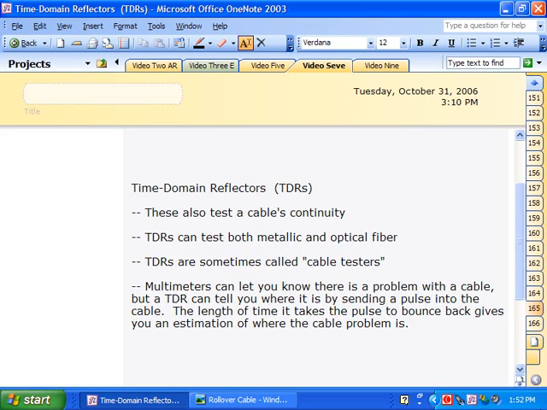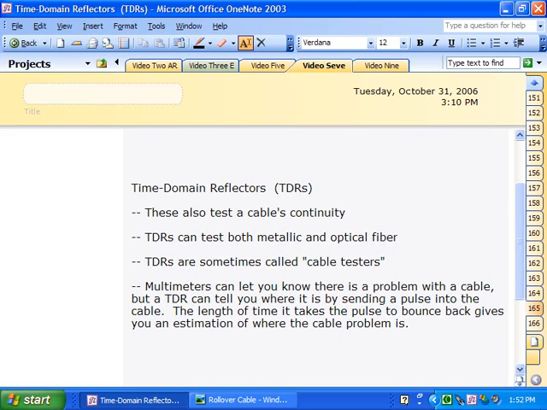But a TDR, how this actually works, it sends a pulse into the cable itself and waits to see if there's an echo. And if there is no echo, things are actually good, because what that means is that the signal hit the remote end of the cable and was terminated there. So there's no problem. But if you're using a TDR to begin with on a cable that's been used, then there probably is a problem.